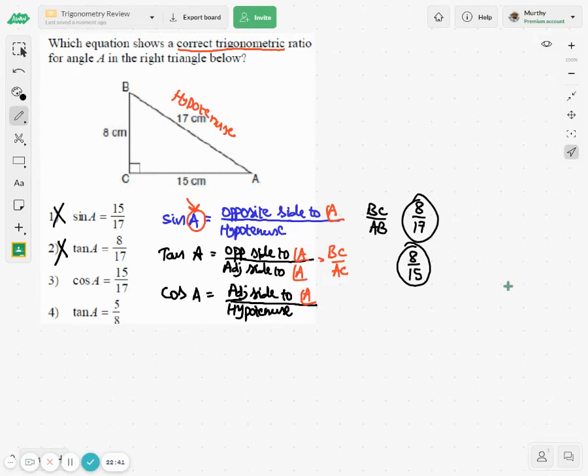Therefore, the side adjacent to angle A is 15 centimeters. I'll say that is AC. And the hypotenuse is BA or AB, either of these two you can consider. Now just plug in the values. AC is 15 units, and AB is 17 units. So 15 over 17. Now, is it matching? Yay, it's matching. Yes, it's matching. Therefore, this is the correct answer.